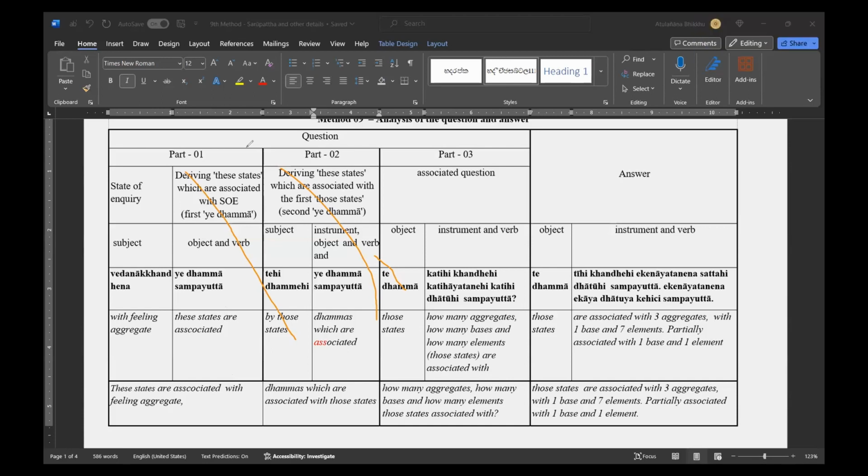I see. Thank you very much, Bhante. So by doing this, we can only consider those states to which sampayutta can apply. Yes, of course.